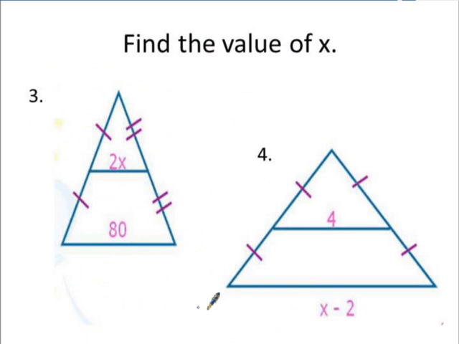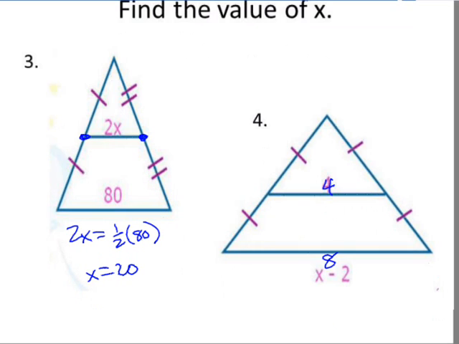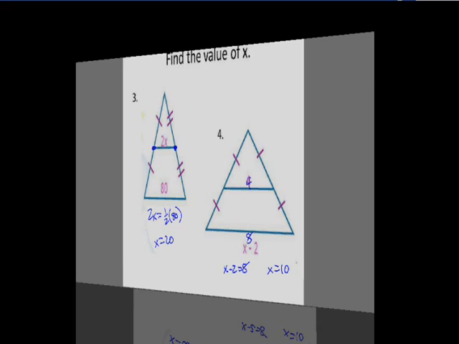Find the value of X. Okay, so let's take a look. We have a mid-segment. We know that because it's labeled. So this 2X is half of that, so that's what I write. 2X is 1/2 of 80, which means 2X is 40. So X is 20. Here, 4 is 1/2 of this. Or you could think of this: if you know this is 4, then this has to be 8. So then you could just say X minus 2 equals 8. So X equals 10. No problem.